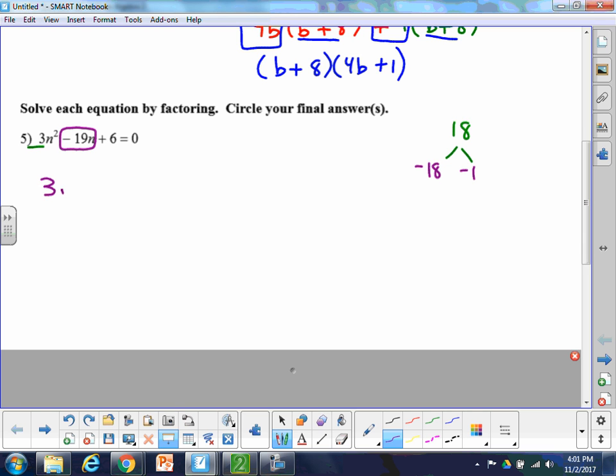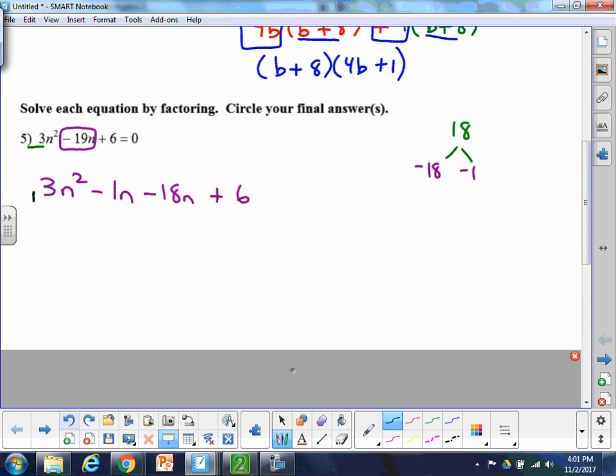Okay, so let's split up that middle term same way. We go minus 1n minus 18n. And it doesn't matter which order you do this in. I could have put these two in the other order if you wanted to. It would still work out completely fine at the end. So whatever you want to do, it doesn't have an impact on your final answer.